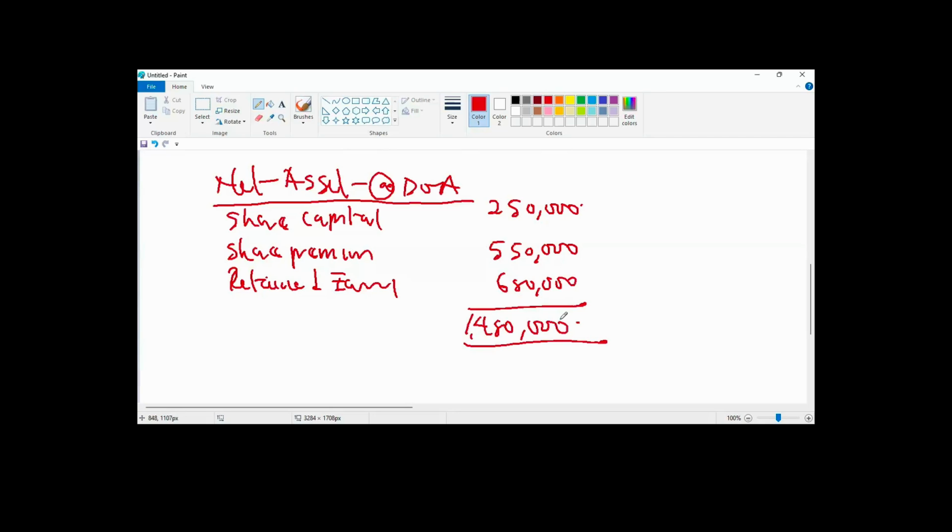Next. The subsidiary shares were quoted at the stock exchange at 1 naira 80 kobo per share at the date the parent took control. That is the market price per share.